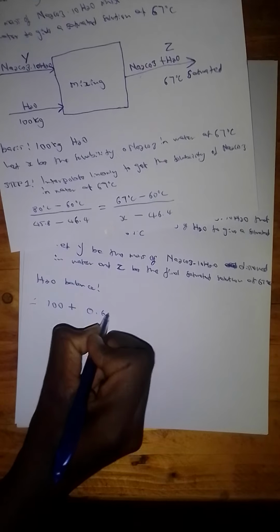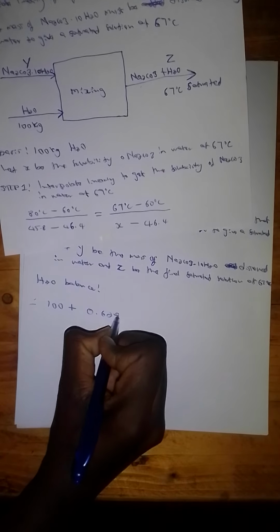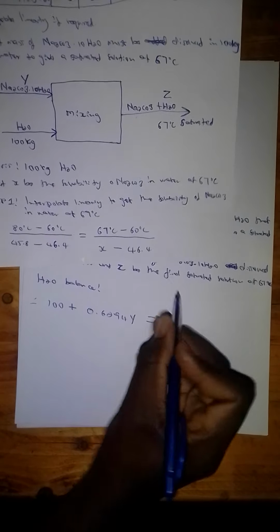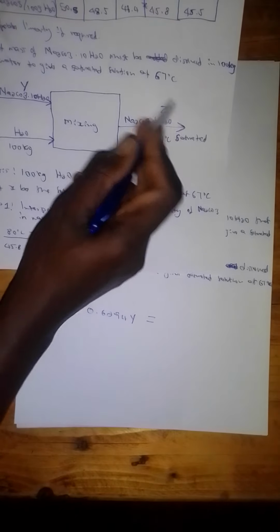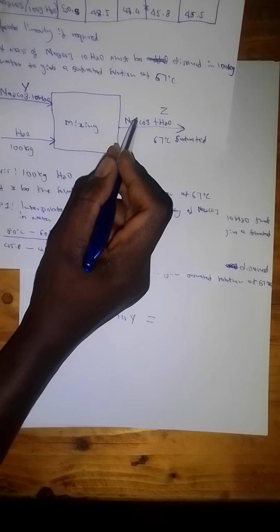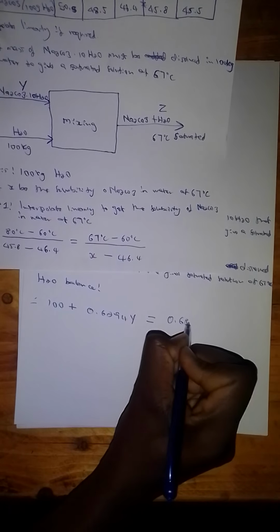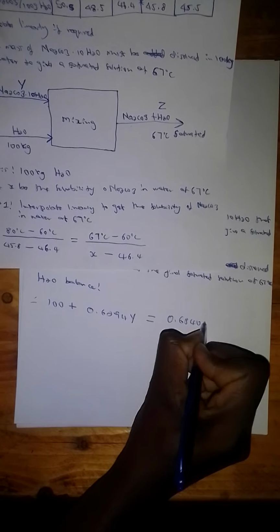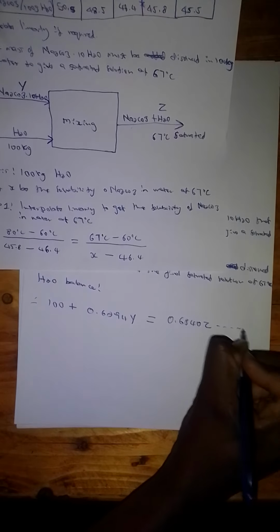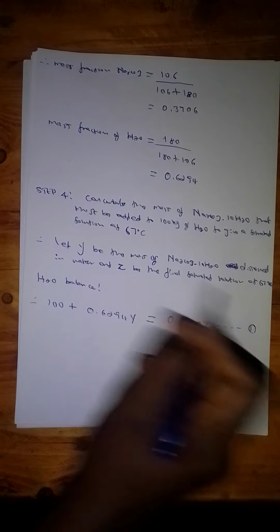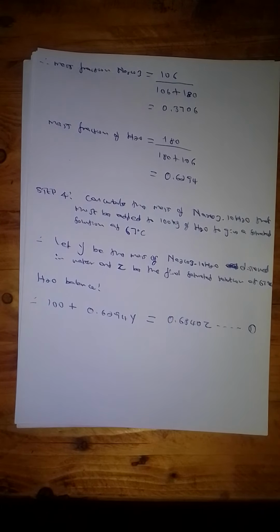Plus 0.6294Y. This then becomes the mass of water here. It's equal to, we know the mass fraction of water in Z, we calculated to be 0.6840. That means the water here is going to be 0.6840Z. And that is then our first equation. So we have just made the water balance, and we found that equation.